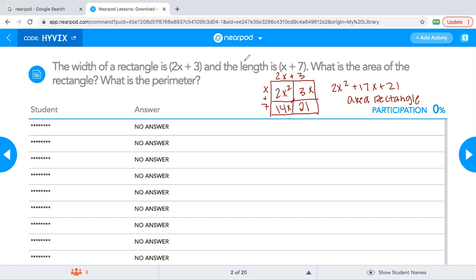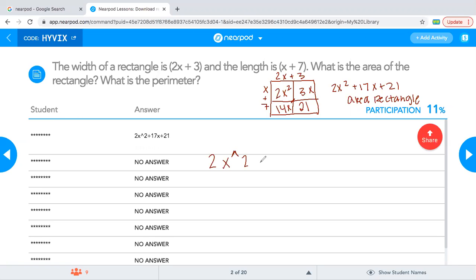Miss, how do you put the exponent on phone? Just write it as 2x and then that little caret on top and then 2. That's what it'll look like. All right, thank you. You're welcome, babe.